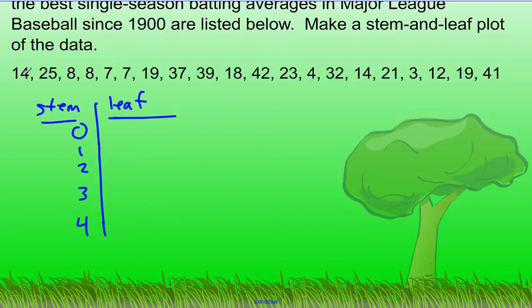We go through one number at a time. So this first number, 14, has a stem of 1 and a leaf of 4. Next number has a stem of 2, a leaf of 5. This guy we talked about earlier, since it's a single-digit number, the stem is 0. That's 0, 8. So we've got an 8 and an 8.